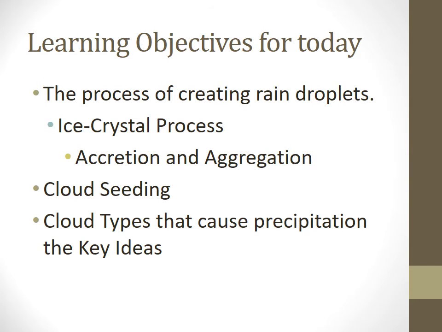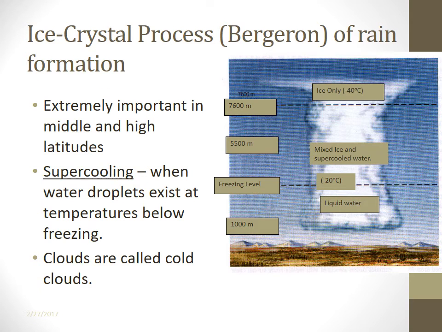All right, so let's start with the ice crystal process of rain formation, also known as the Bergeron method of ice process formation. So this is extremely important in middle and high latitudes.